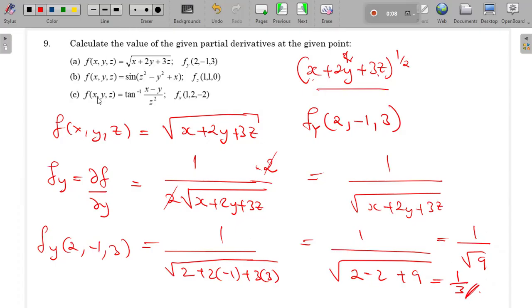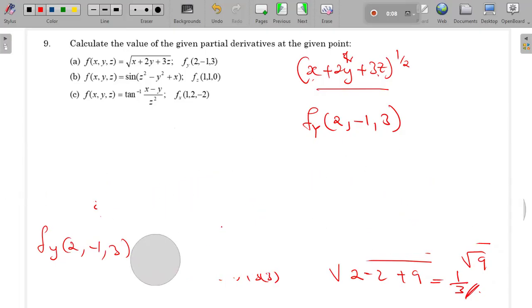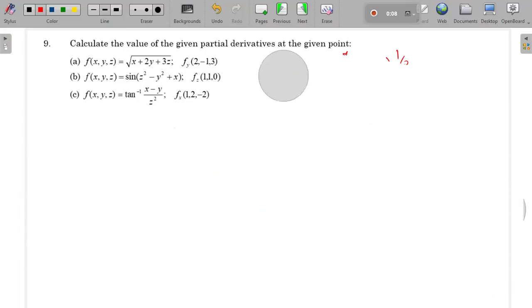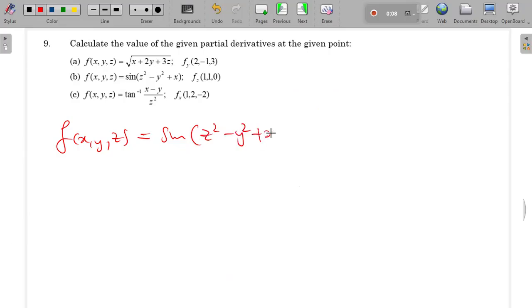Okay, so let's do the same for the next one. So what am I going to have? For the next one, you have f of x, y, z. The function has been given as sine of z squared minus y squared plus x. Then they're telling you to find f sub z at the point 1, 1, 0. So we first find that partial there.